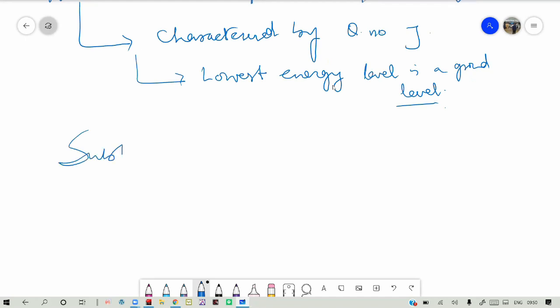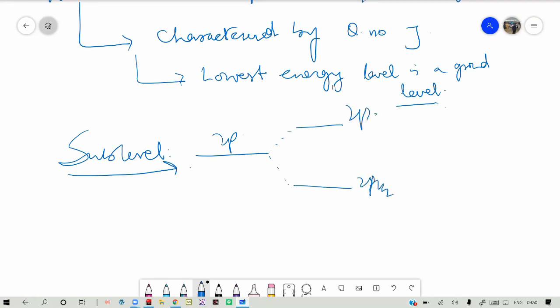We have another concept that is called sublevel. Sublevel means, for example, you have one energy level, 2p, and you apply some external field, it goes 2p 1/2, 2p 3/2. So it is separated, but in external field.